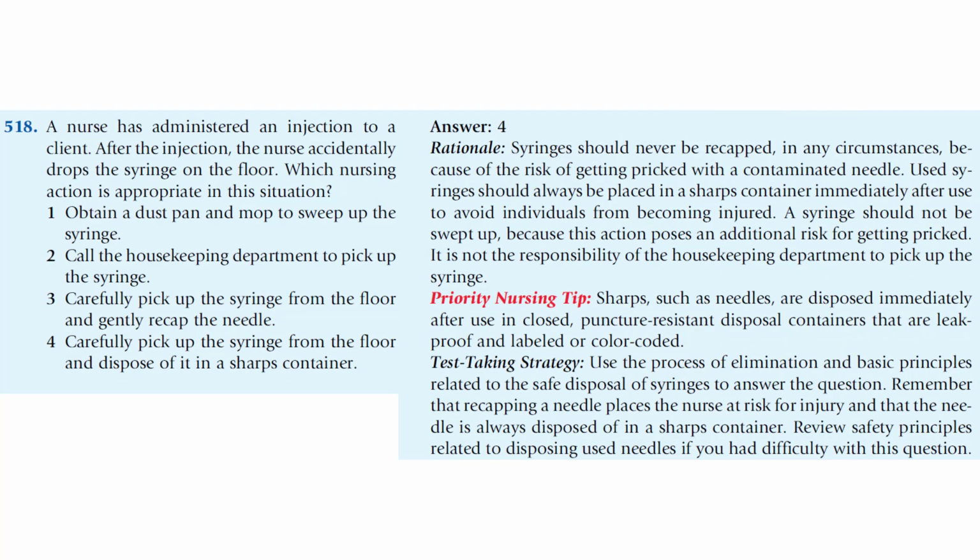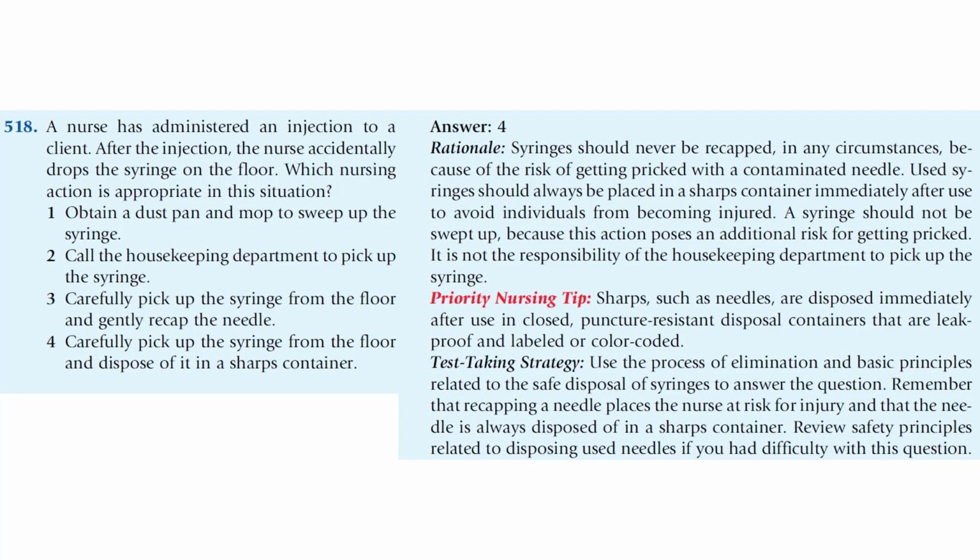518. A nurse has administered an injection to a client. After the injection, the nurse accidentally drops the syringe on the floor. Which nursing action is appropriate in this situation? 1. Obtain a dustpan and mop to sweep up the syringe. 2. Call the housekeeping department to pick up the syringe. 3. Carefully pick up the syringe from the floor and gently recap the needle. 4. Carefully pick up the syringe from the floor and dispose of it in a sharps container.